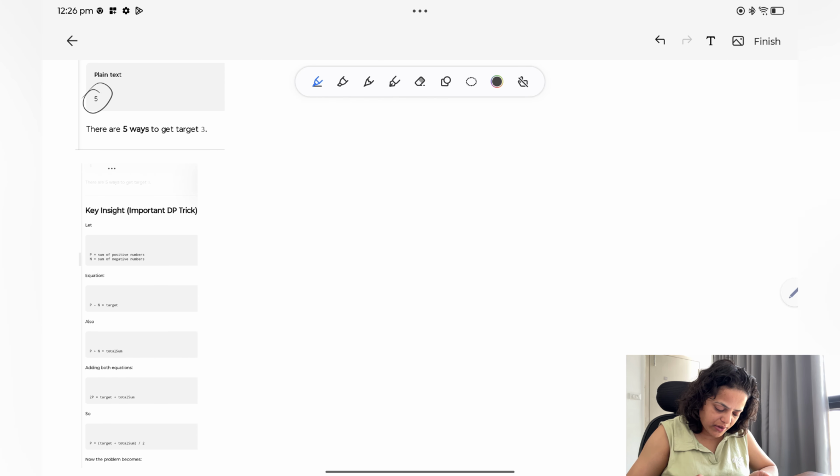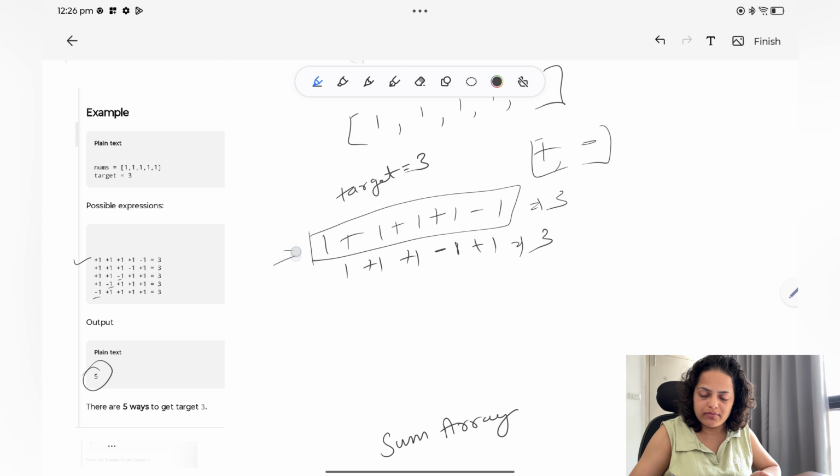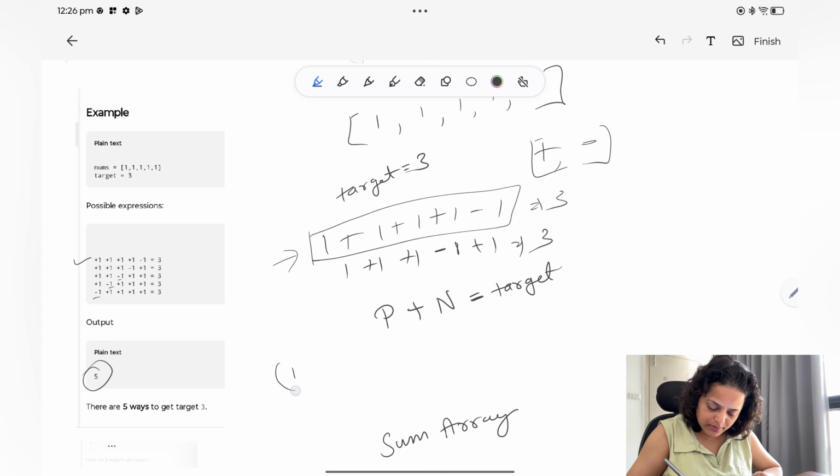So we can do one thing. We know the sum of the array. Can I say something like this? By looking at this, you can say that you have some positive numbers, and then you have a few negative numbers, and their sum will be the target. For example, in one bracket I will write all the positive numbers, and in another bracket I will write all the negative numbers. That sum will be the target.